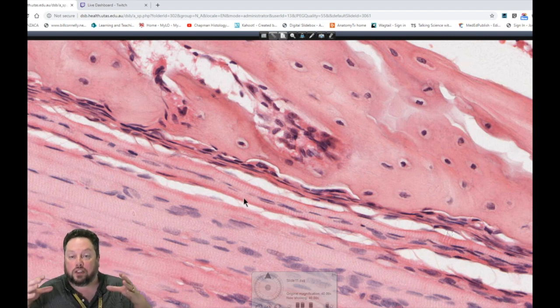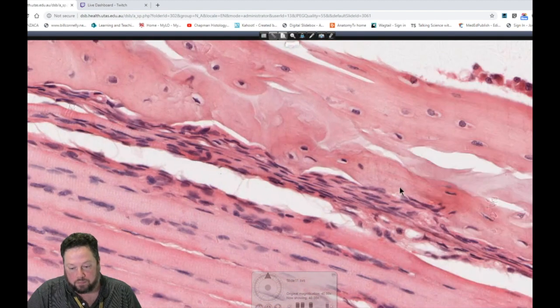Howship's lacuna is a little depression that an osteoclast forms. It forms this actin sealing zone, and then it pumps out lots of hydrochloric acid in the form of hydrogen and chloride ions plus enzymes, and they can resorb that bone matrix. They're stimulated by parathyroid hormone, which is released by the parathyroid glands adjacent to the thyroid gland, and it stimulates the osteoclast to break down the bone, release calcium, and increase blood calcium levels.